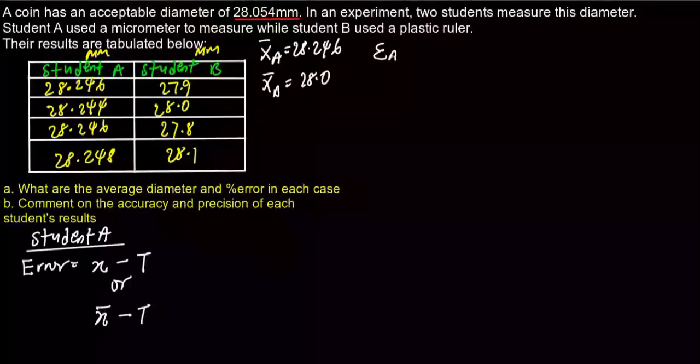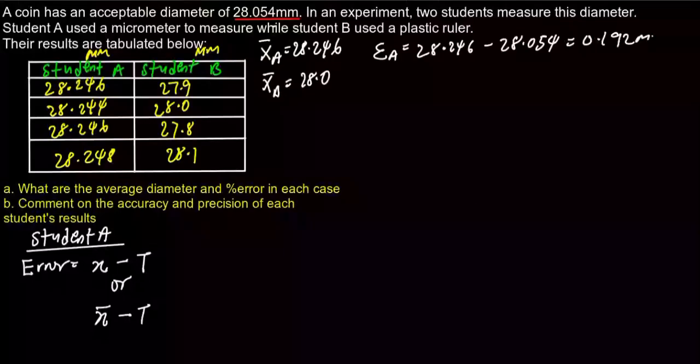The error for A will be equal to what? The mean, 28.246, minus the true value, that is 28.054. And what will be our answer? 28.246 minus 28.054 is 0.192. That's 0.192 millimeter. That's the error in A. And what's the error in B?